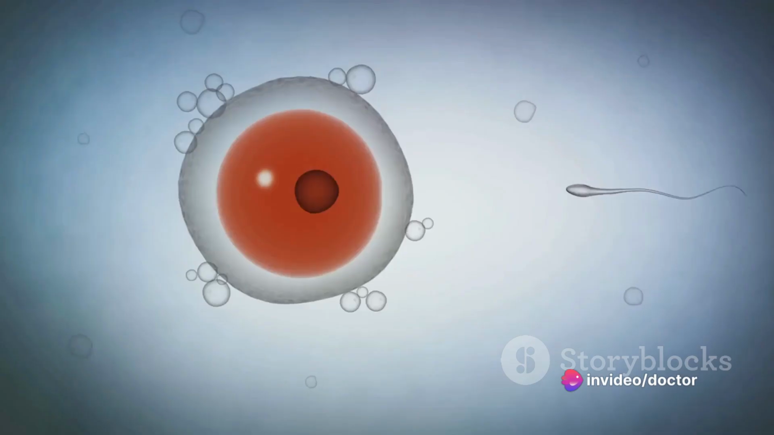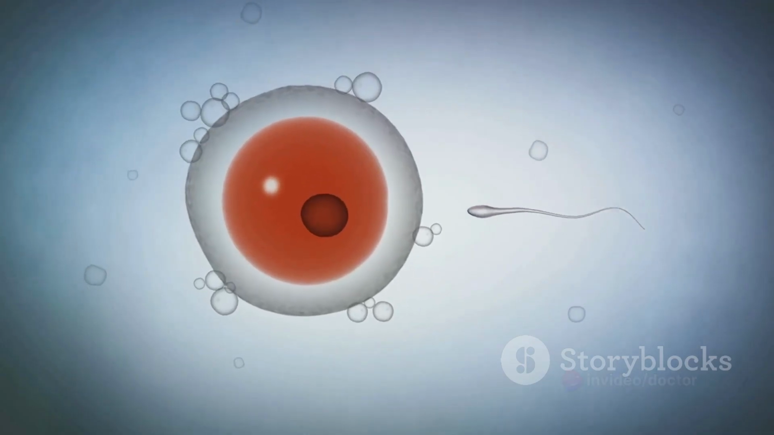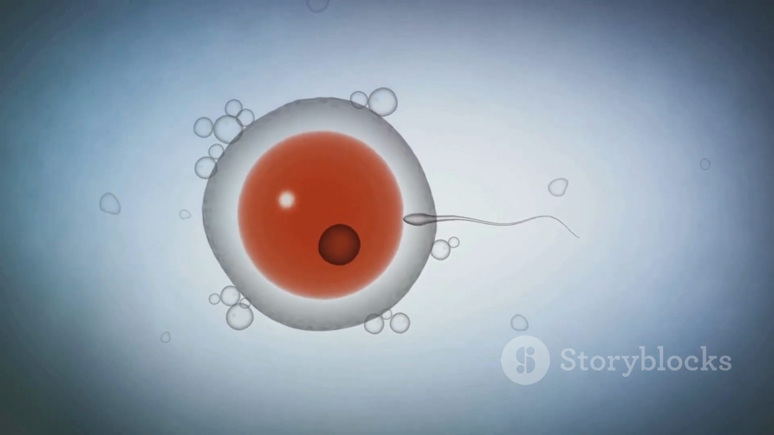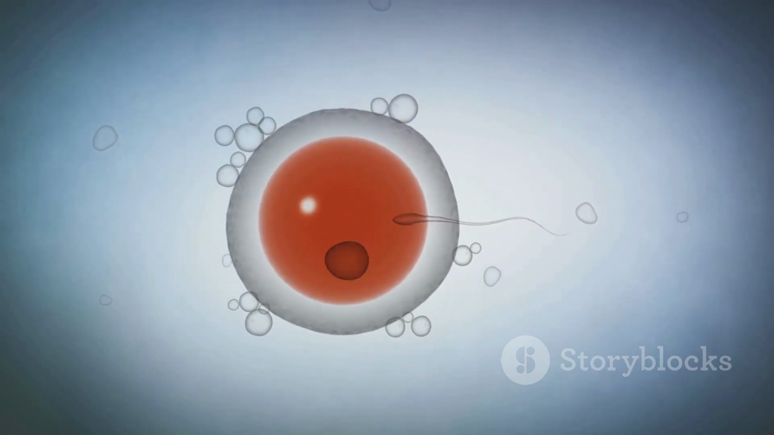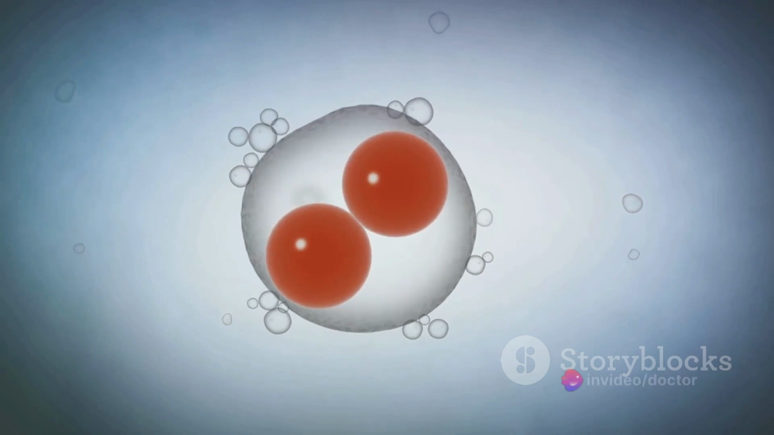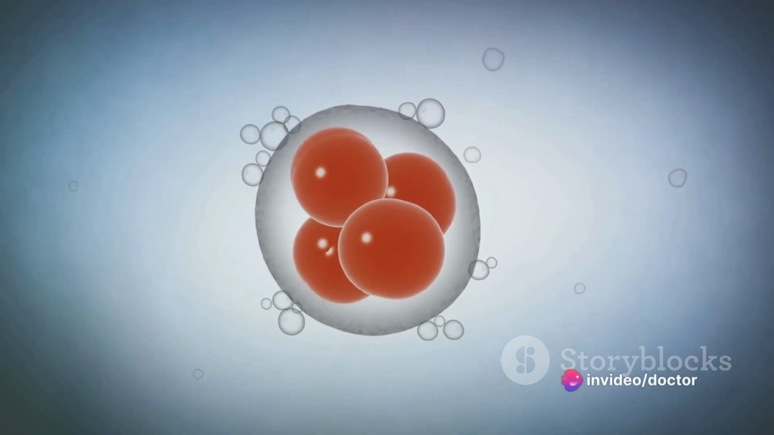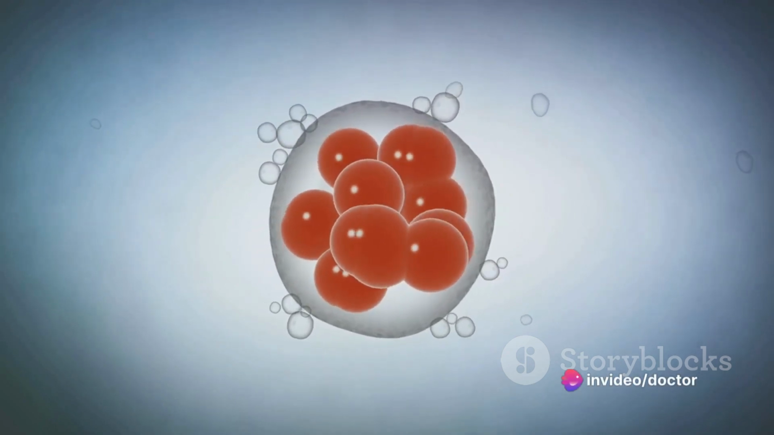Finally, we reach telophase 1. The nuclear envelope reforms around two sets of chromosomes, each with a different combination of maternal and paternal genes. But hold on, there's no replication yet. Meiosis 1 ends here with two haploid cells. Now onto the second act, meiosis 2.